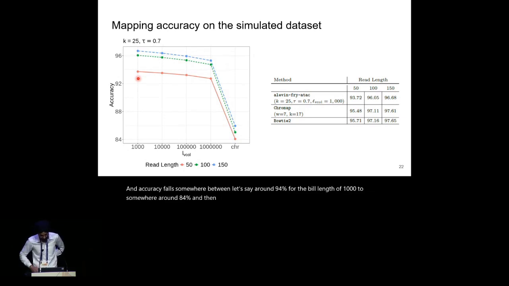And then we also compared the overall mapping accuracy with alignment-based methods like chromap and Bowtie. What we observe is that we have lower accuracy compared to them across the read lengths, but the difference decreases as we increase the read length.